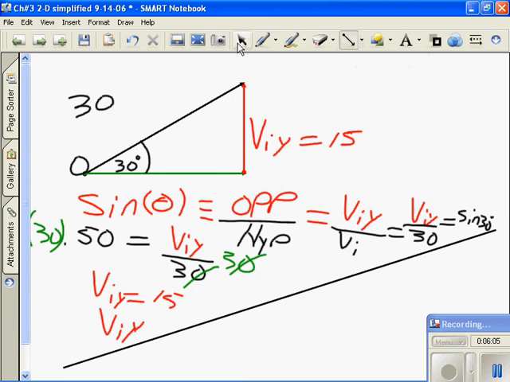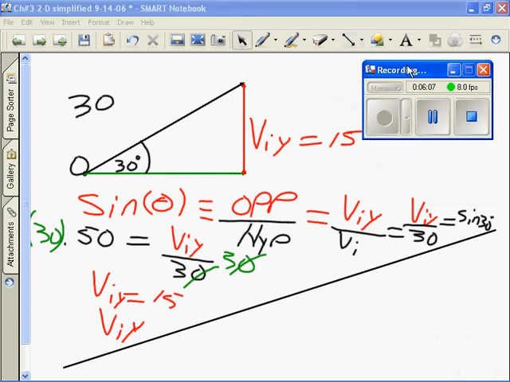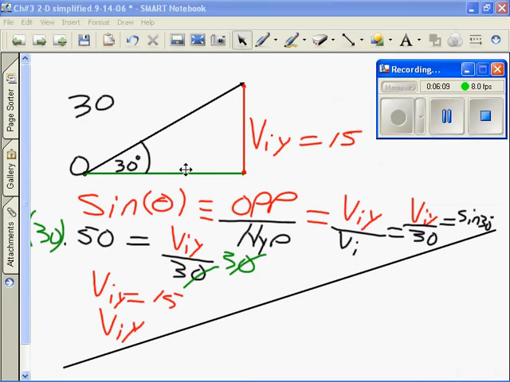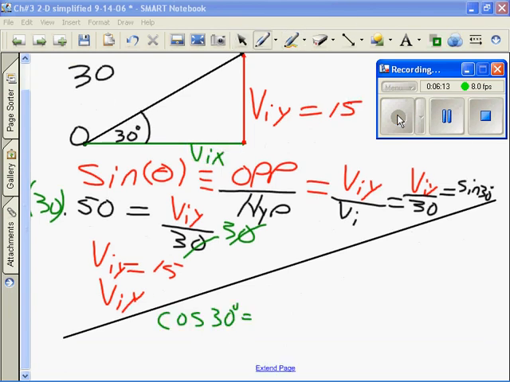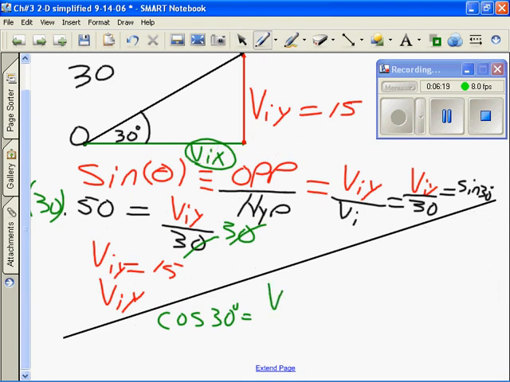So let me look at this other area over here. I'll move the recorder thing up to here. And let's try and figure out what the green arrow is. The cosine of the 30 degrees should equal my starting velocity in the x direction over whatever my hypotenuse was, which is 30. So if I multiply both sides by 30, I'll find out what my starting velocity was in the x direction.